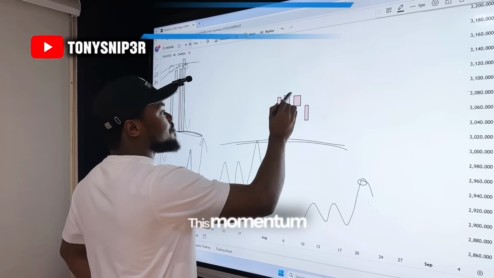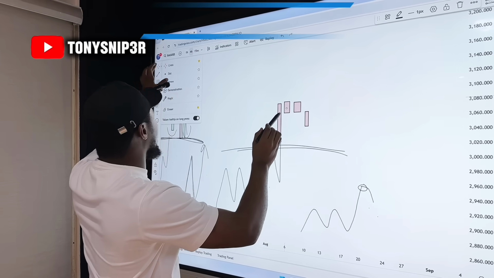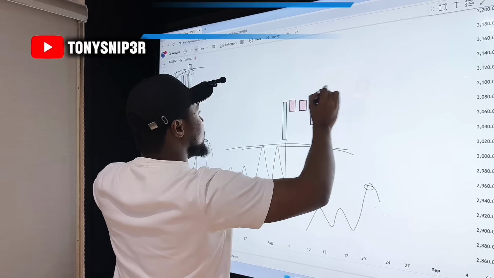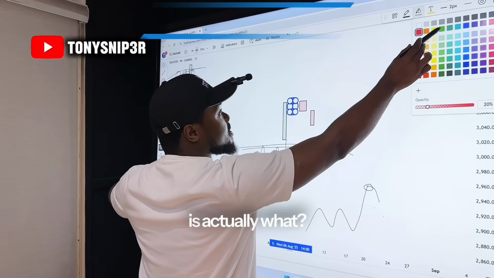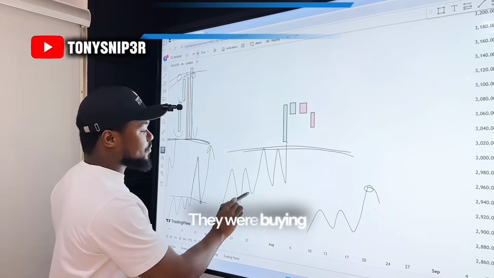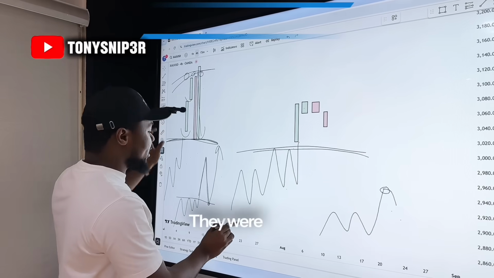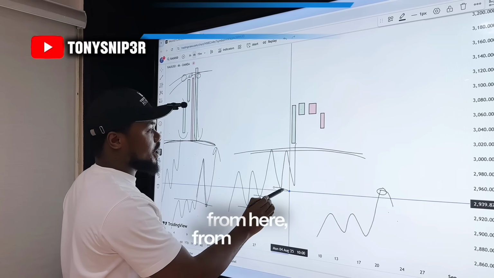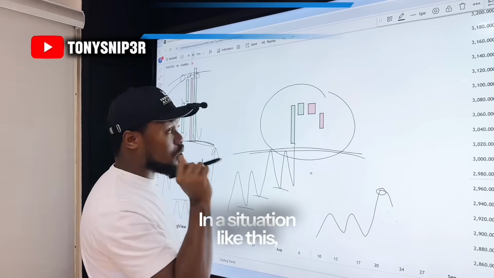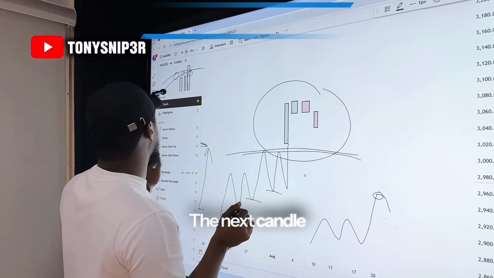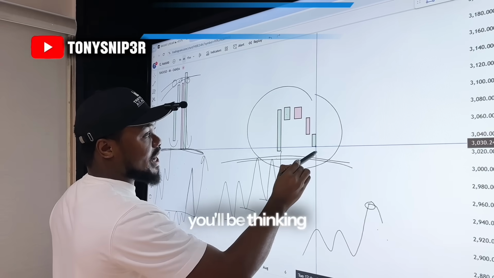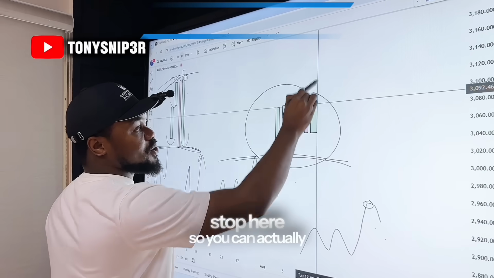This momentum that you're seeing here is actually what? Is actually buyers exiting this market. They were buying from this point. They were either buying from here, and now they are exiting the market. In a situation like this, what will happen next? The next candle that would form, you'll be thinking that candle will stop here, so you can actually buy, right?